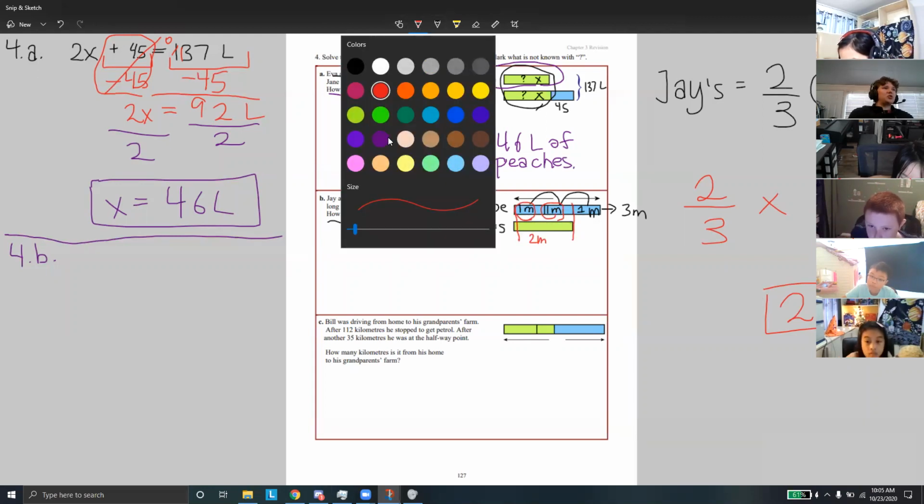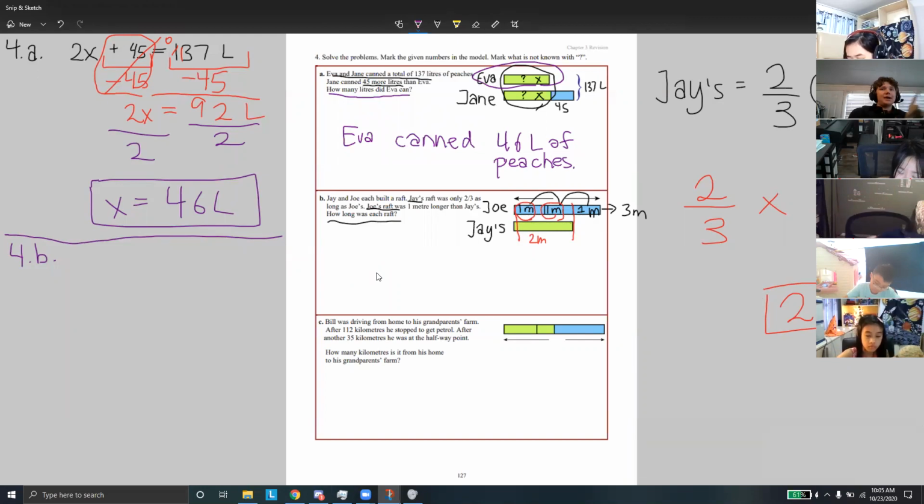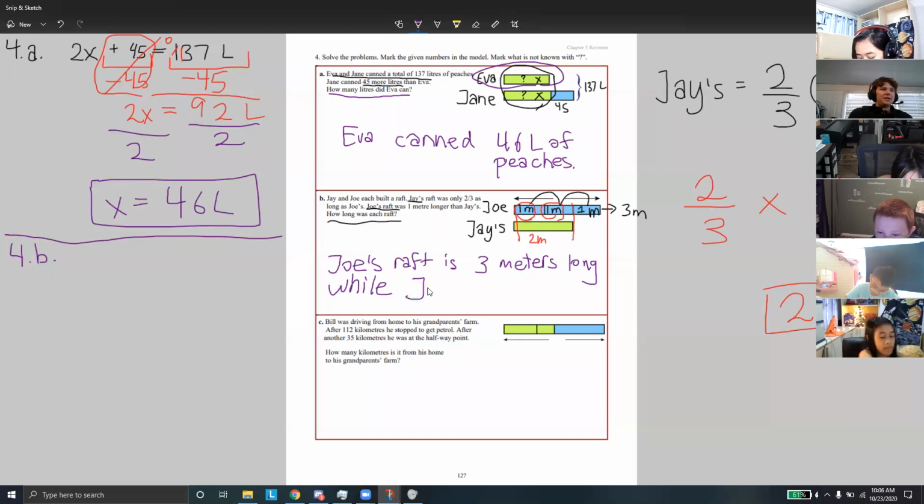So for our answer, we need to make sure to write down the length of both rafts. Joe's raft is 3 meters long, while Jay's raft is 2 meters long. Great.